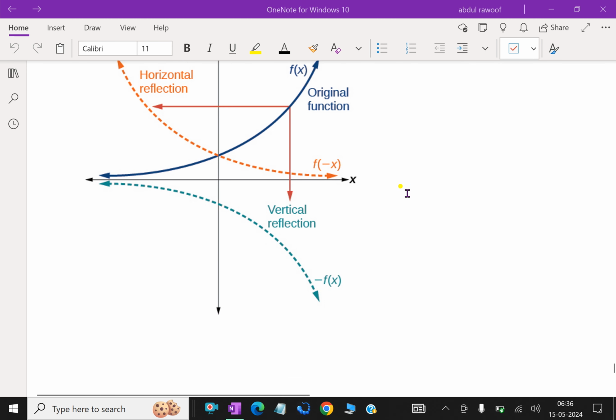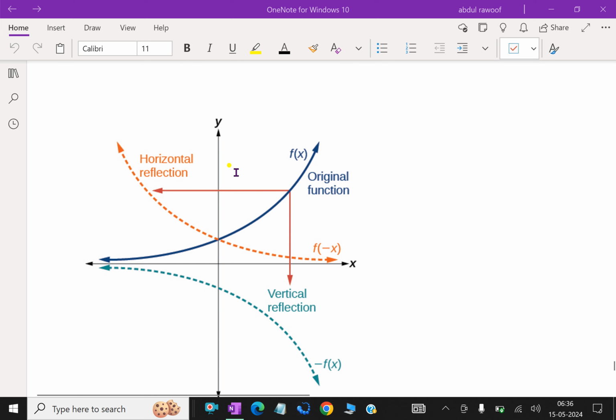In general, this graph shows clearly that this original function is f of x, which, reflected about the x-axis, becomes minus f of x. As well, this blue graph, reflected about the y-axis, becomes the red graph here, f of minus x. So both the reflection in the x-axis and the y-axis are given.